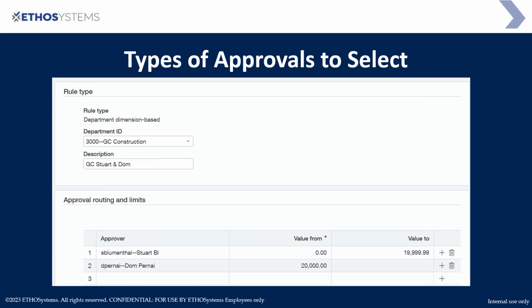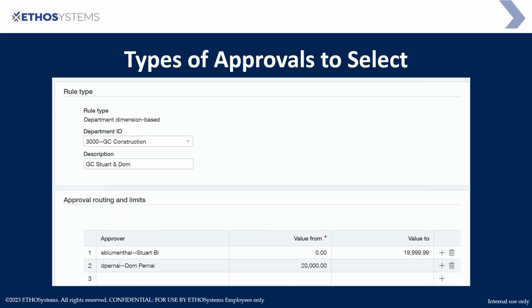And it's not just department, it's department and a dollar threshold. So as you can see here, I set one up where Stuart would approve from 0 to 19,000, and then Dom would approve from 20,000 and above. So if an invoice is for 2,000, it would only go through Stuart. If an invoice is for 70,000, it would go through Stuart and Dom, in this case coded to the 3,000 department only in this scenario.